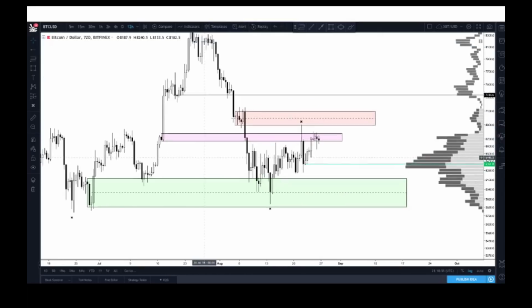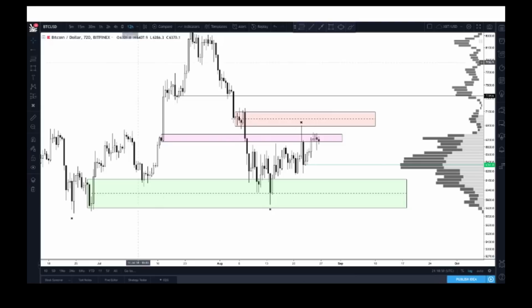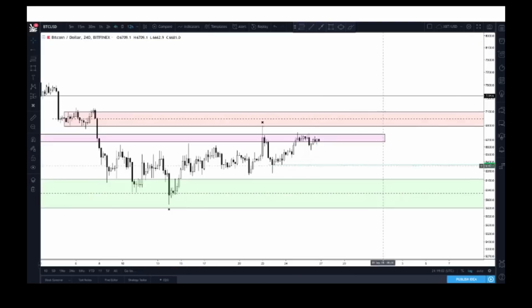And then that's pretty much it for the 12-hour. You can go ahead and draw EQ for that as well. I won't do that right now. Now let's move on into the 4-hour.